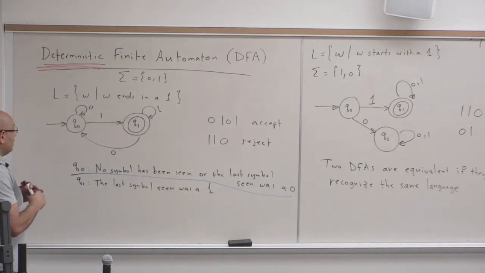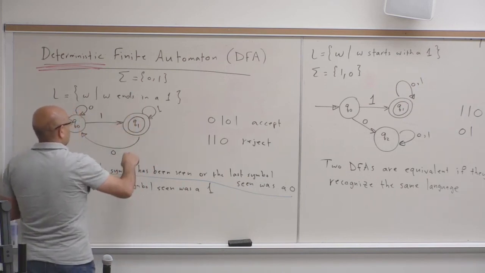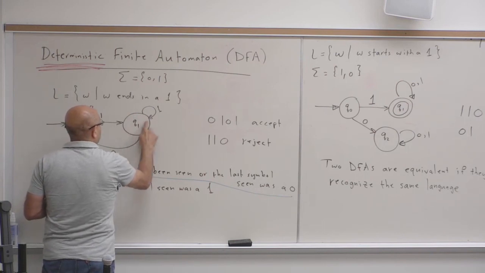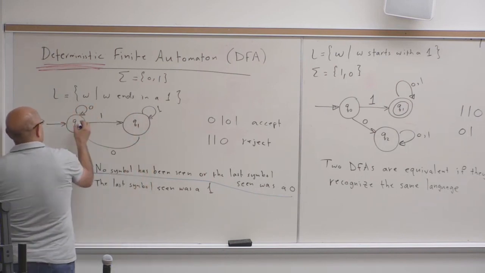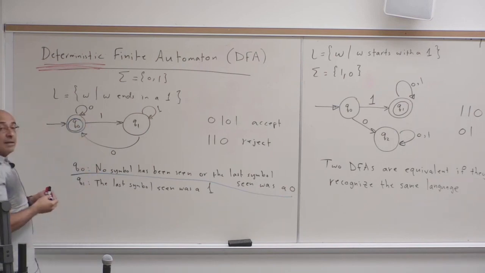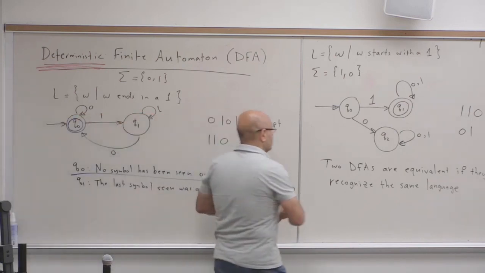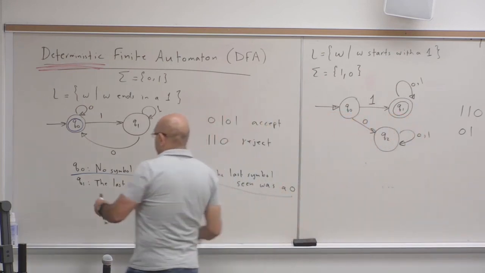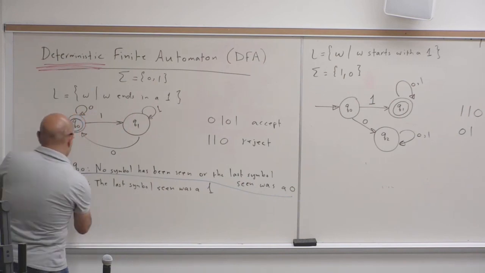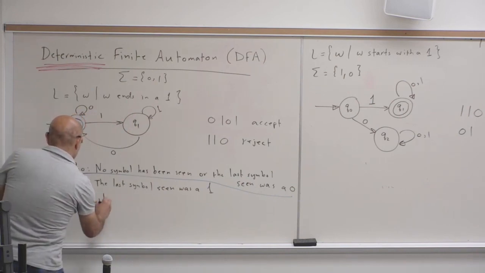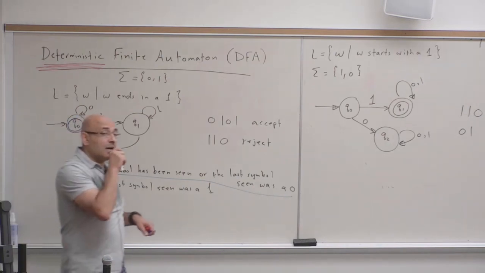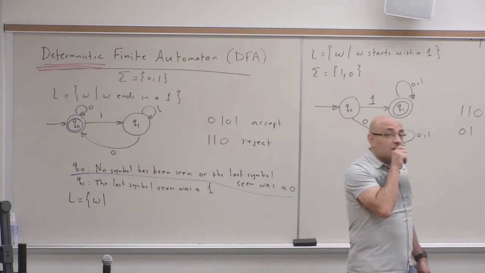So now, what if I flip the states? I make this a regular state, and I make this an accept state. Now, what will the language recognized by this DFA be? What would be the language recognized? Except with zero at the end. I'm sorry, say that. With zero as the end.